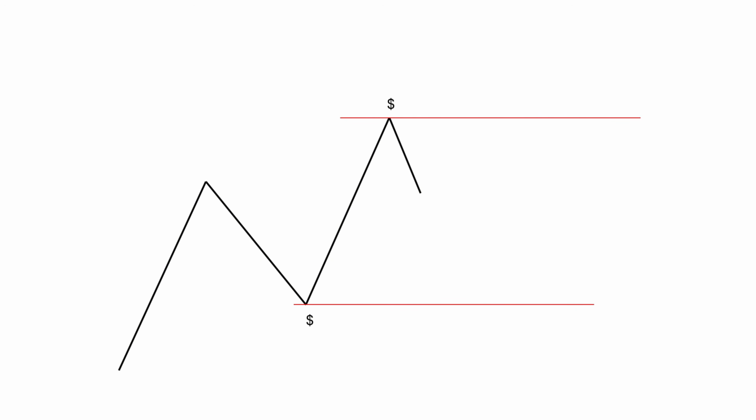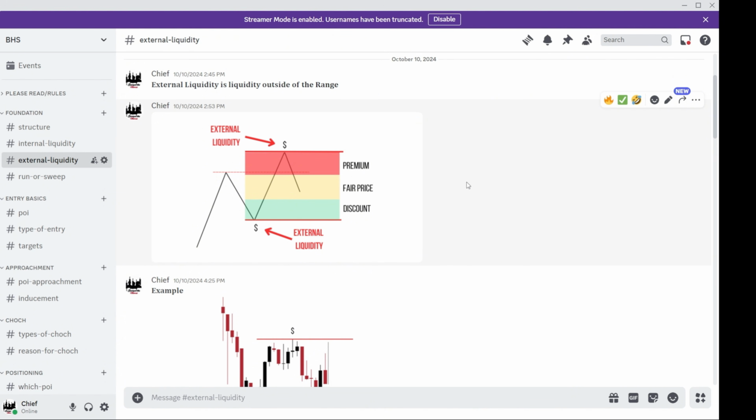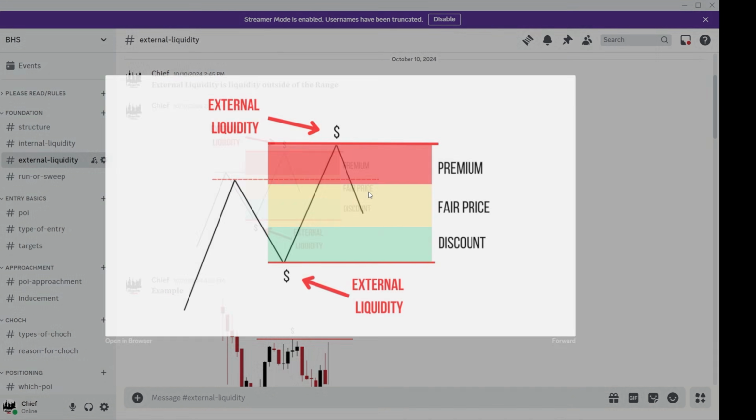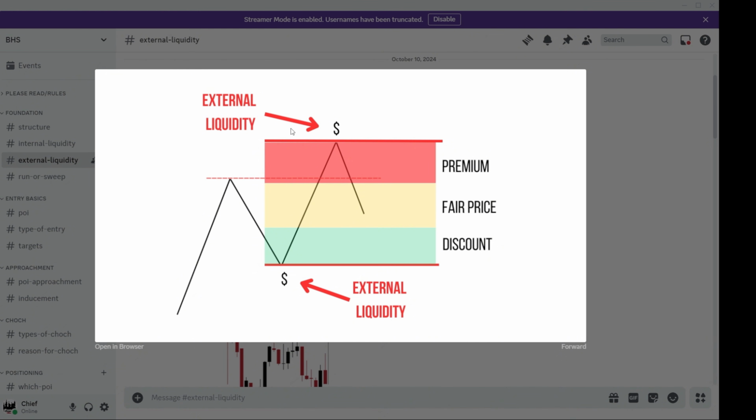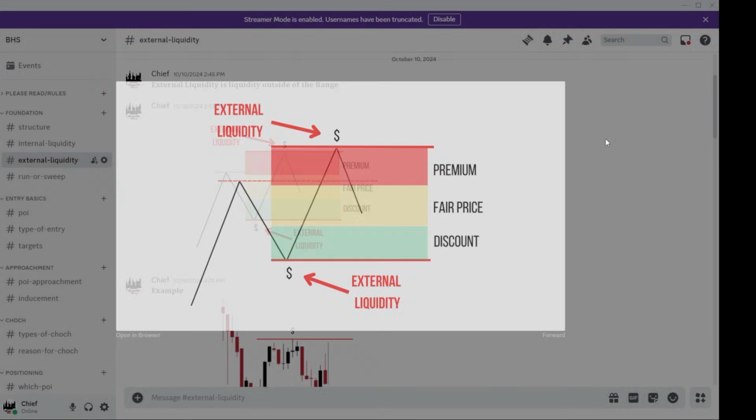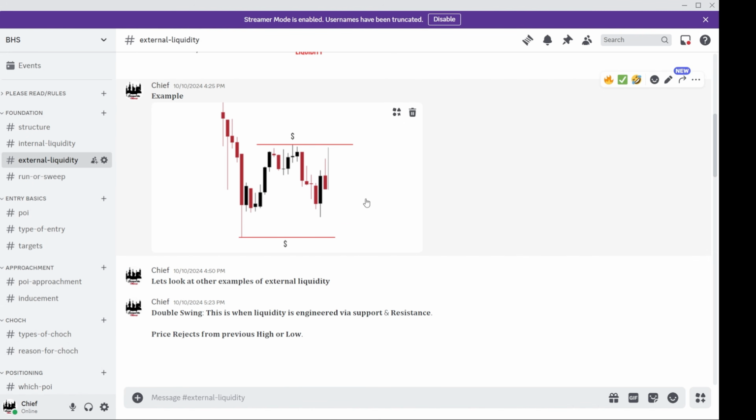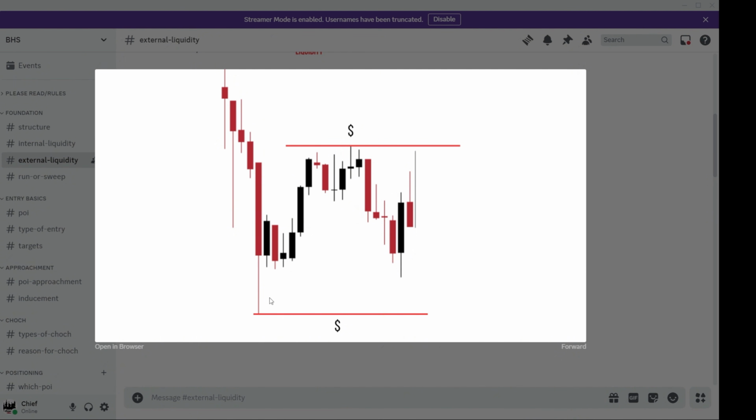So now where would your internal liquidity be? Everything inside of the range. So the main difference between internal and external is, as you can see, anything outside of your range is external and everything inside of the range here is internal. Examples of an external, as you can see, this is your range. Everything outside of the range is your external.